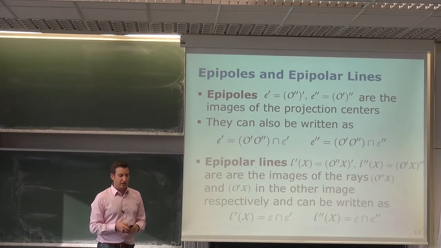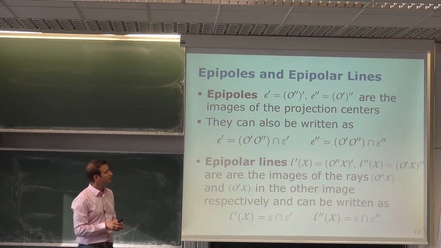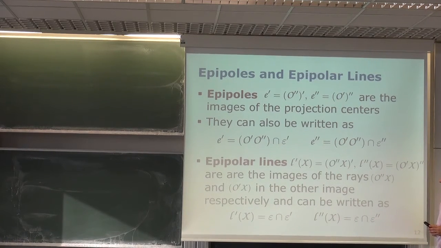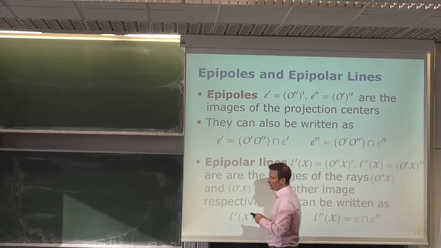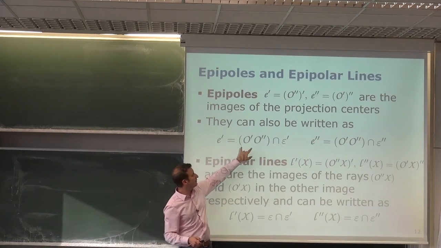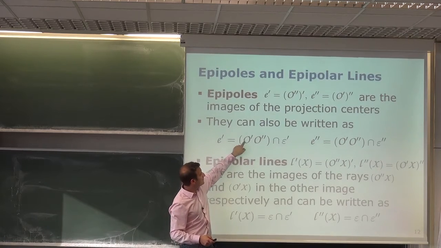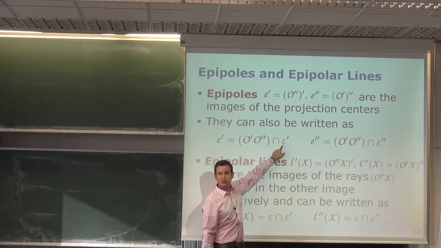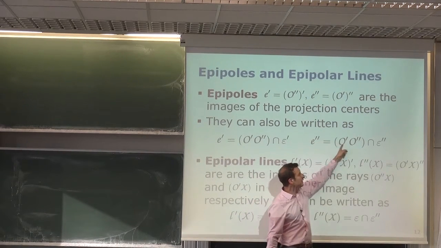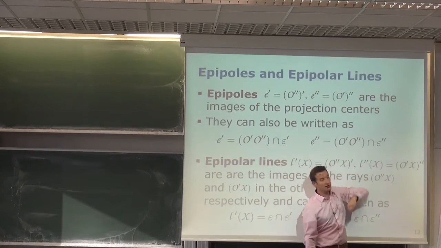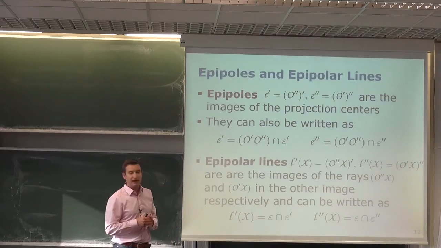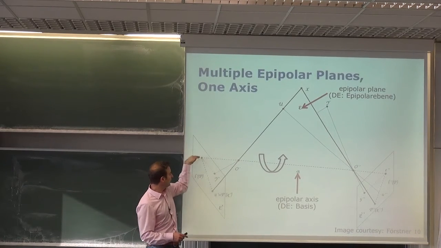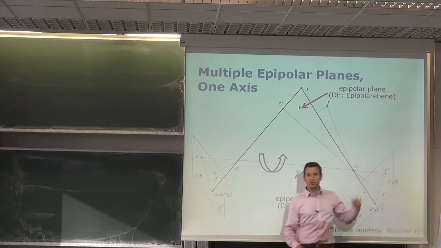We can now look a bit more into these epipoles and epipolar lines. We said the epipoles are the projections of the projection centers into the other images, but we can also write them as the intersection of the line which connects the first projection center and the second projection center with the image plane of the first camera. We can do the same for the second epipole: it is the line connecting the two projection centers intersected with the image plane. So it's an intersection of a line and a plane, and this gives me the epipole. From a geometric point of view, this is just the intersection of this line and this plane, which gives me the two epipoles.